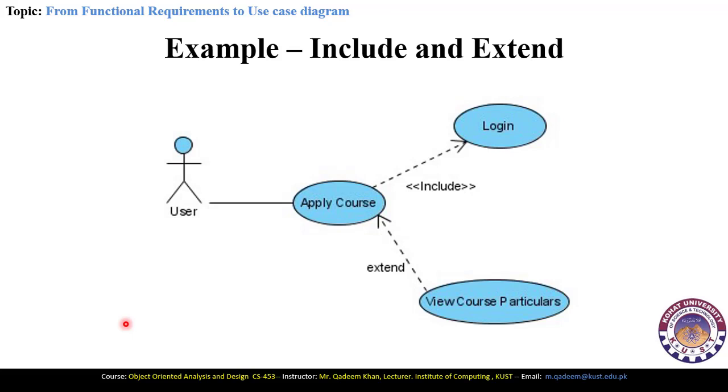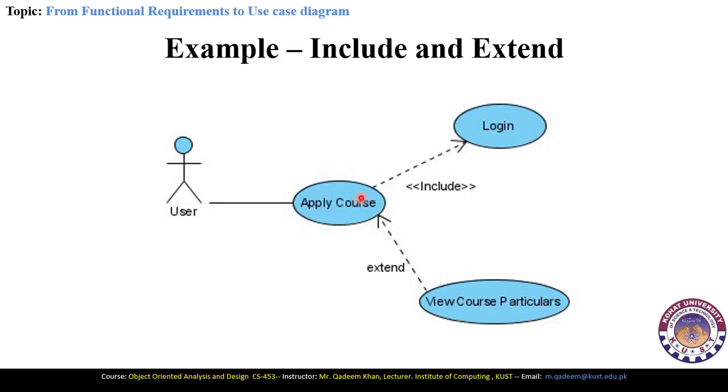So this is an example of a use case diagram. Here a user is a generalized user. This user is interacting with apply course, because for example if a student wants to take a course, then he or she has to apply for the course. But this use case has two other use case relations here. One is called login and the second one is view course particulars.